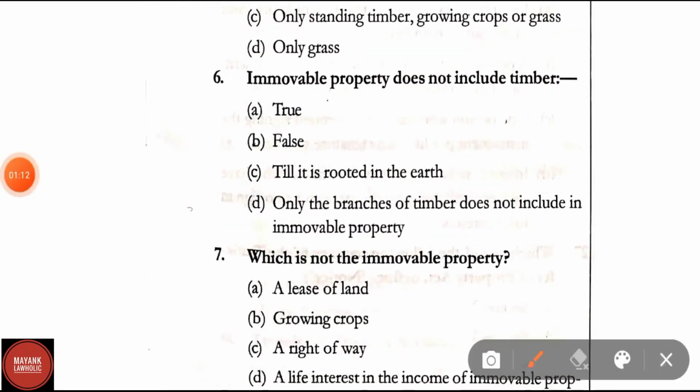Question number 6. Immovable property does not include timber. True, false, till it is rooted in the earth. Only the branches of timber does not include an immovable property. Correct answer is true.